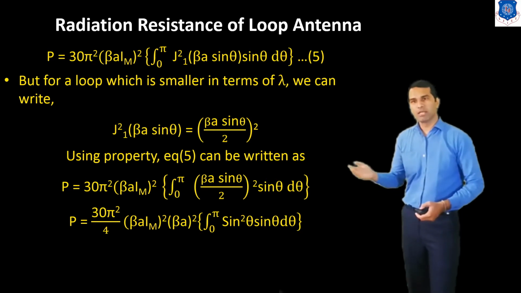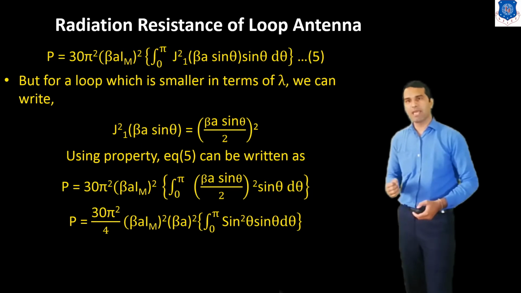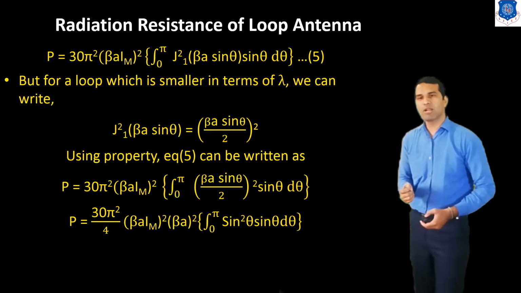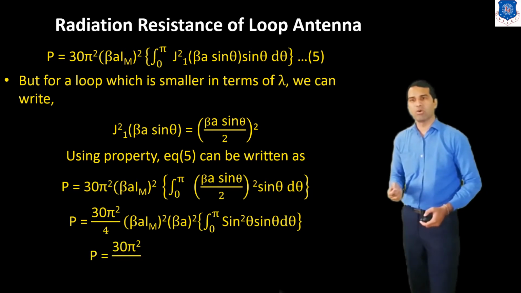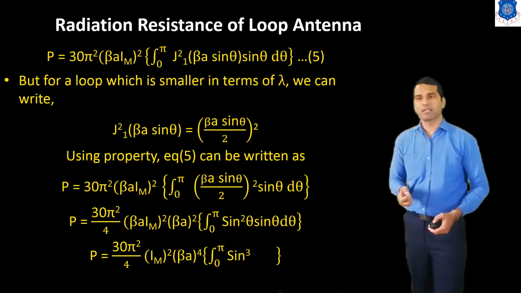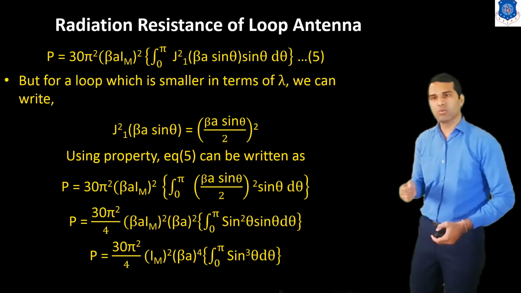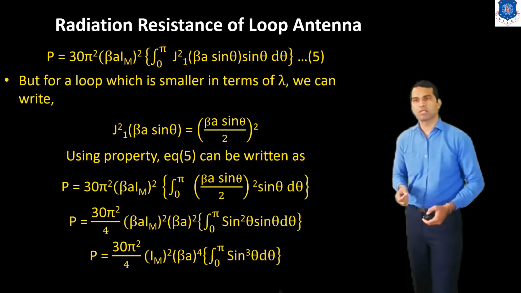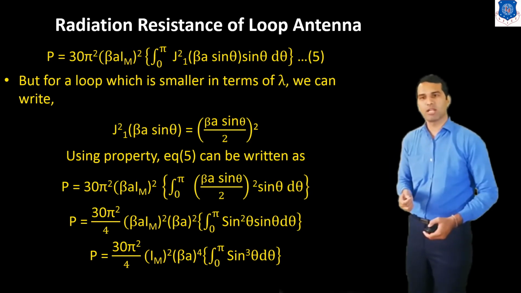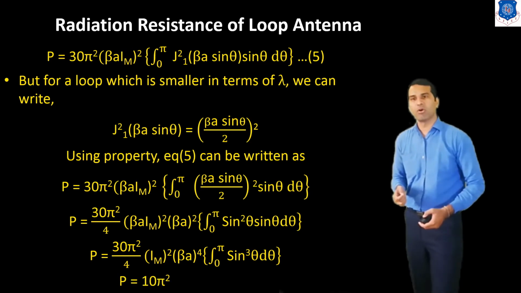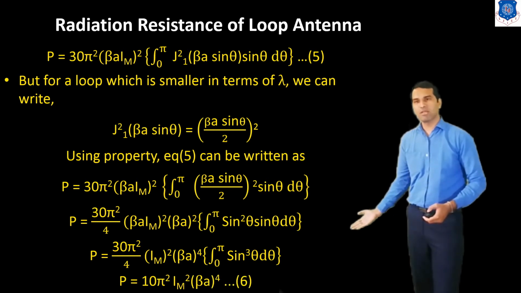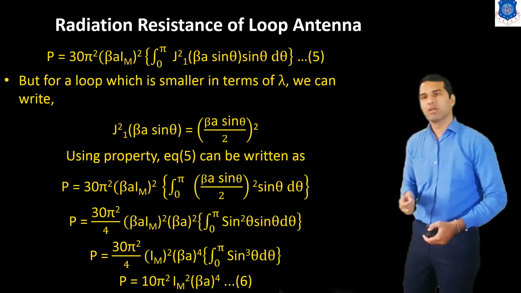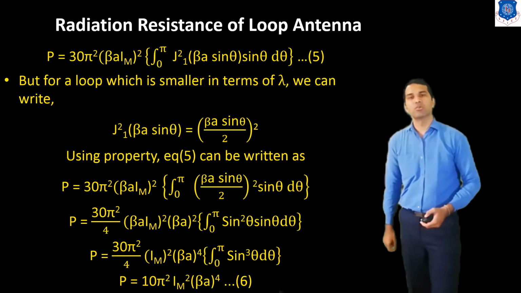So here in the integration term, the beta a by 2 we have taken common. So here sin square theta into sin theta. So in the integration term, we get 0 to pi sin cube theta, and the remaining terms we have taken as constant, 30 pi square by 4 Im square and beta a raised to 4. So when we solve this equation, we get P is equal to 30 pi square Im square beta a raised to 4.